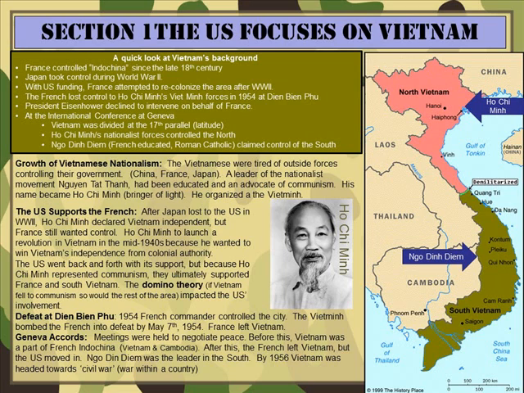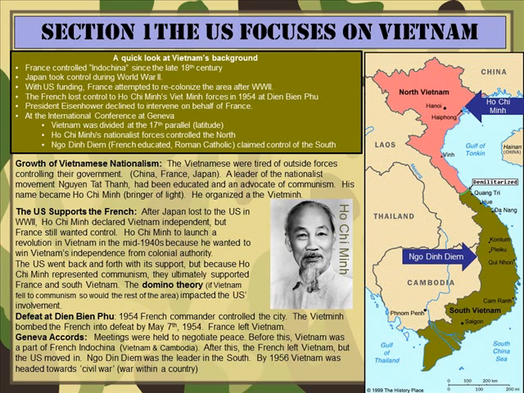So then you can read the next part. President Eisenhower, who was our president after the war, declined to intervene on behalf of France. At the International Conference at Geneva, Vietnam was divided at the 17th parallel of latitude, and Ho Chi Minh's nationalist forces controlled the north, and Ngo Diem, the French-educated Roman Catholic, claimed the south area.